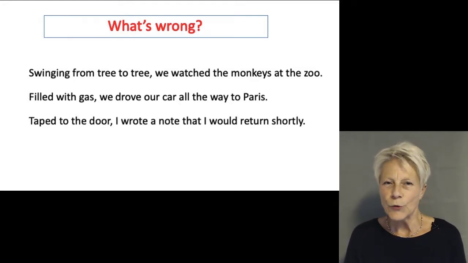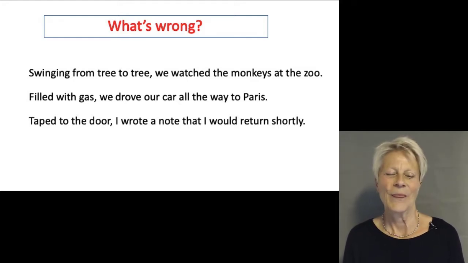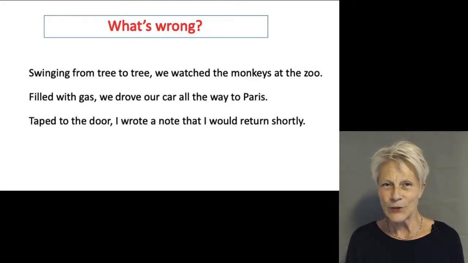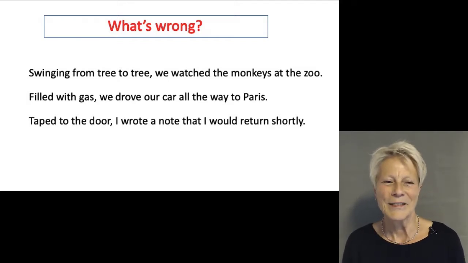Swinging from tree to tree, we watched the monkeys at the zoo. Filled with gas, we drove our car all the way to Paris. Taped to the door, I wrote a note that I would return shortly. I like the third one particularly.